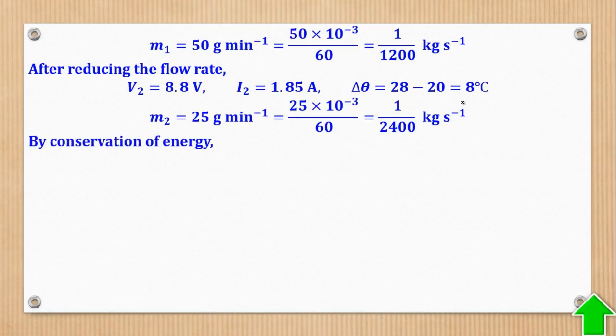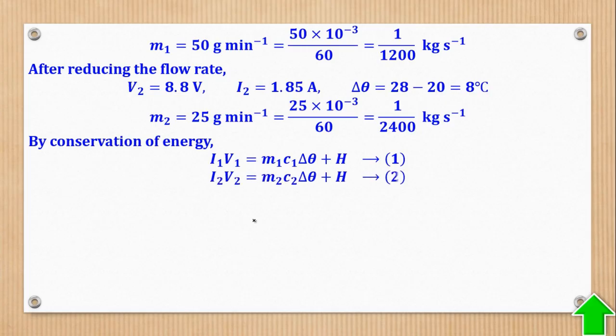So after that, we shall come and say that by conservation of energy, I1 V1 is equal to M1 C change in temperature plus H. Same applies to the second experiment, which is I2 V2 is equal to M2 C change in temperature plus H. Okay. Now next is solve simultaneously by subtracting to come up with that.